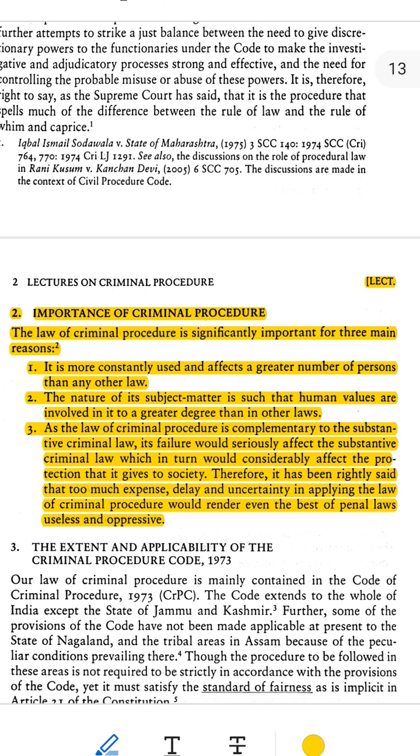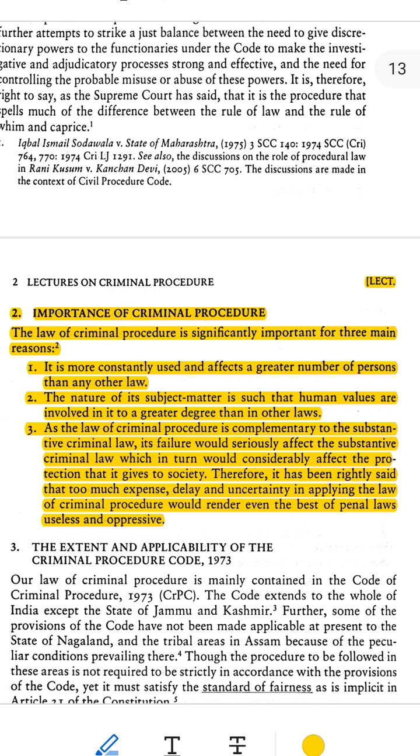Reason 2. Human values are involved in criminal procedure. Criminal procedure isn't just about rules, it's about people's lives and rights. Example, imagine if someone is falsely accused of a crime. Without fair procedures, they might get punished even if they didn't do anything. It's about making sure innocent people are protected and not punished by mistake. If we don't have strong criminal procedure, human rights could be ignored. Human values like fairness, justice, and dignity are at the heart of criminal procedure.